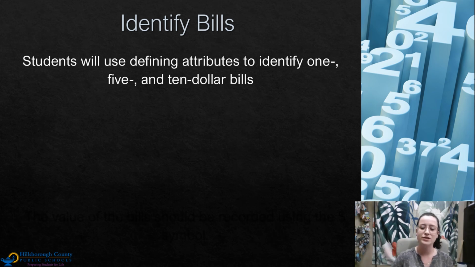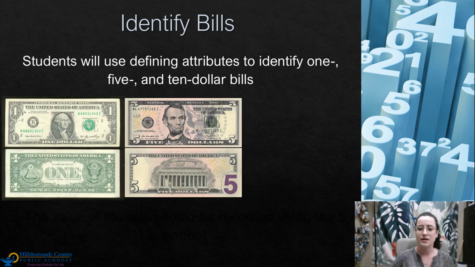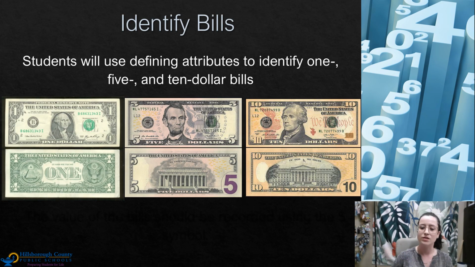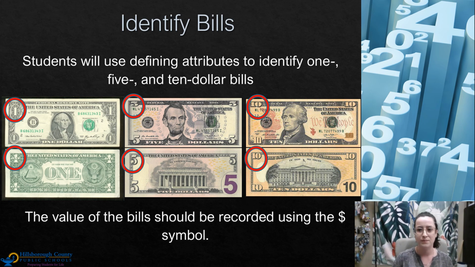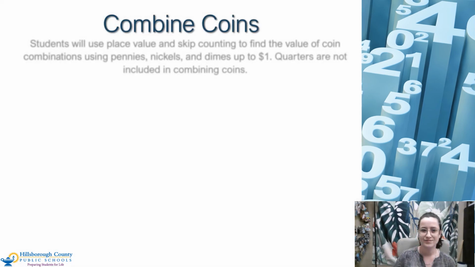Within this benchmark, students also have to be able to identify $1, $5, and $10 bills. Same thing as we did with the coins, we're going to want them to focus on those defining attributes, and we're going to really want to draw attention to the fact that on all 4 corners of these bills is the value of that bill. So my $1 bill has ones on all 4 corners. Same thing with my 10. There are tens in all 4 corners telling me the value of that bill. We want to record it using the dollar symbol, and again, first grade students should not be using decimals.